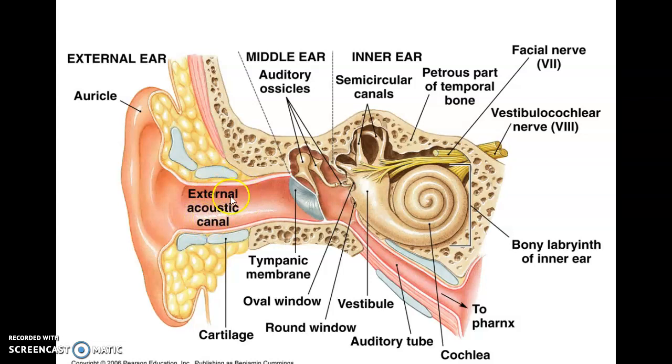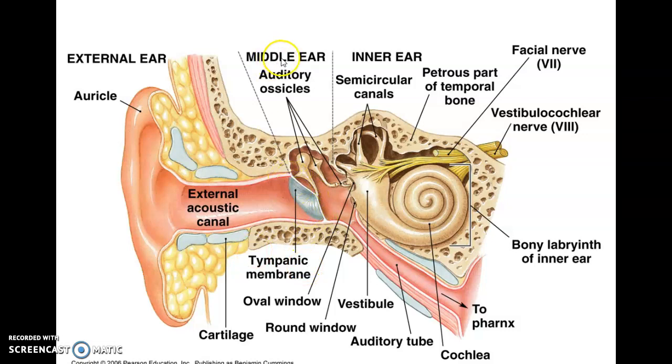And of course this is lined by what we call ceruminous ducts, because this is where we produce this stuff called earwax. And then we have the boundary of the external ear, which is the tympanic membrane, which sometimes is also referred to as the eardrum.